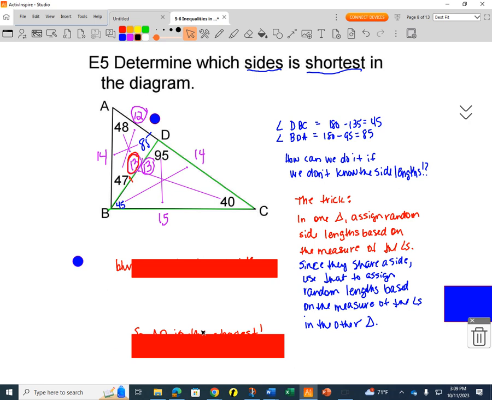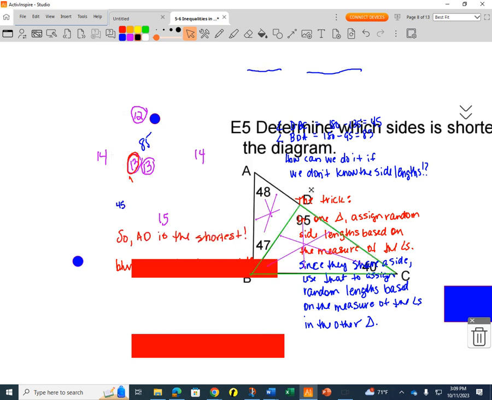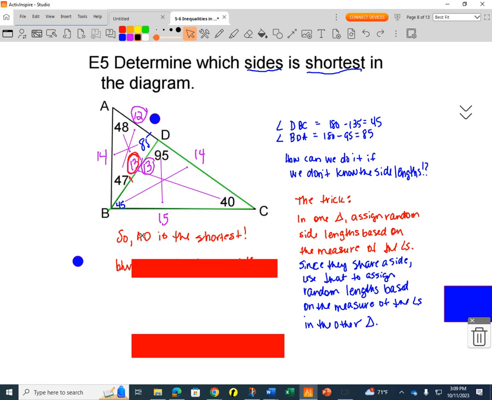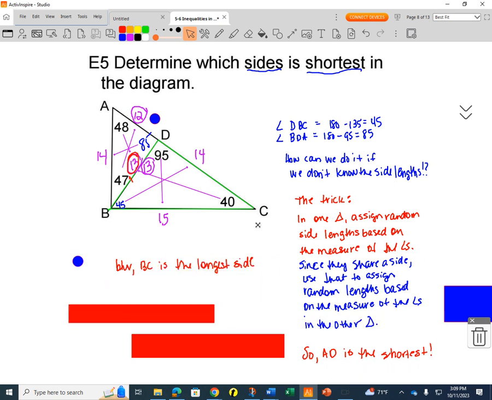So side AD is the shortest. And by the way, BC would be the longest because it has the biggest number here. This was the answer for how we knew the answer of our question, AD.